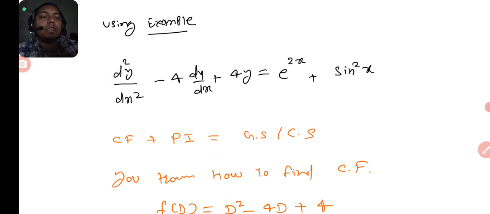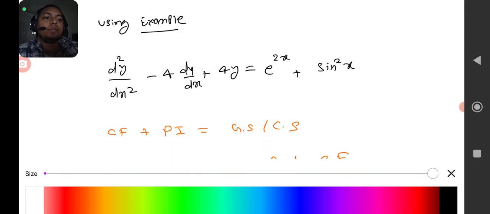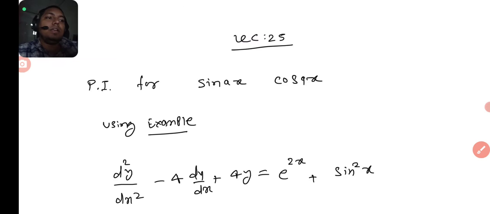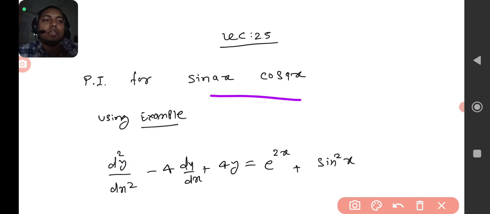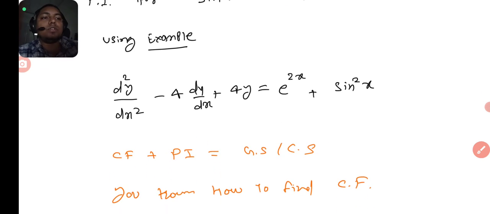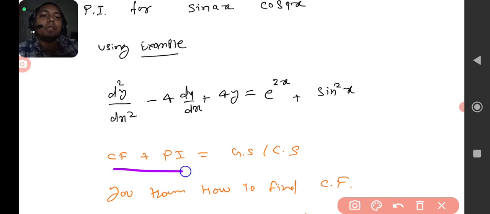In this example, if you see the right side, I have taken two things. e power 2x is one thing and sine square x is another thing. I said that we will understand sine x cos x, but here in my example sine square x is there. So, how to convert sine square x into sine 2x or cos 2x. One more thing, in this question we'll be having both the solutions. We'll be having CF also and we'll be having PI also.